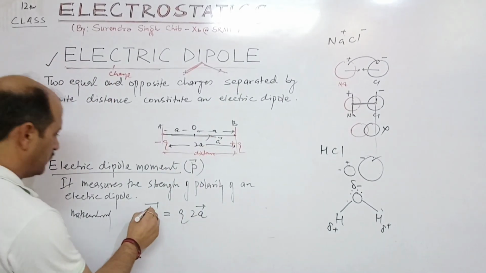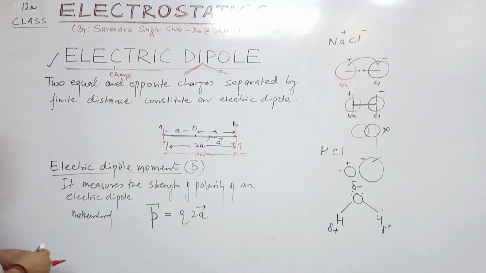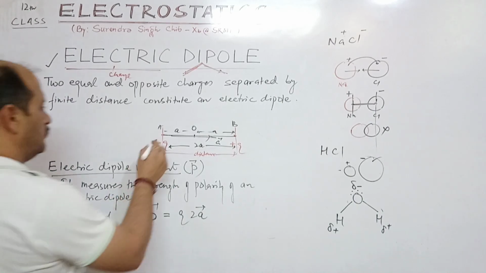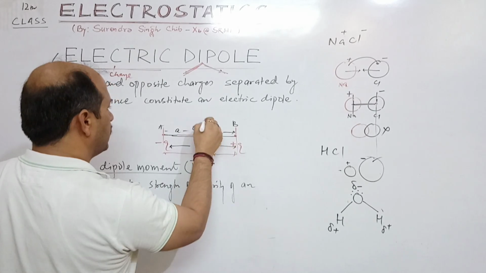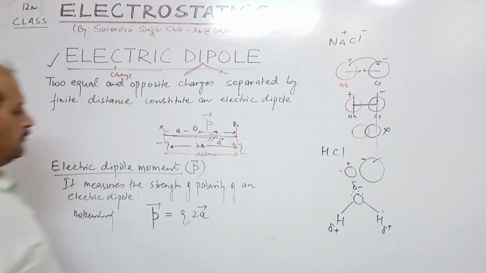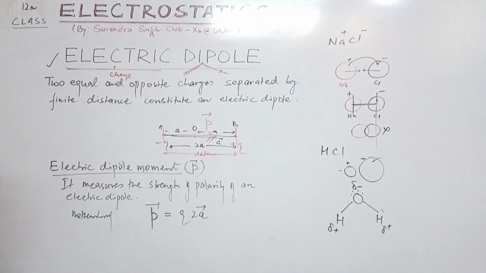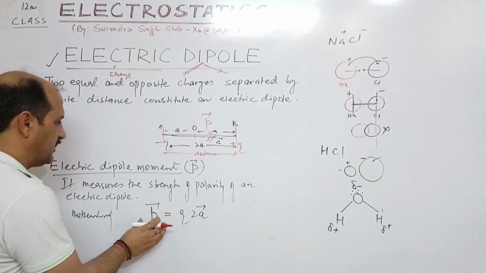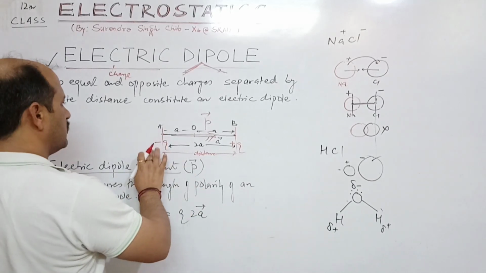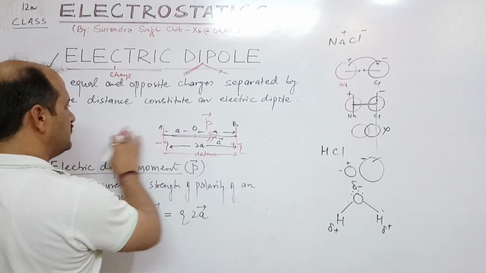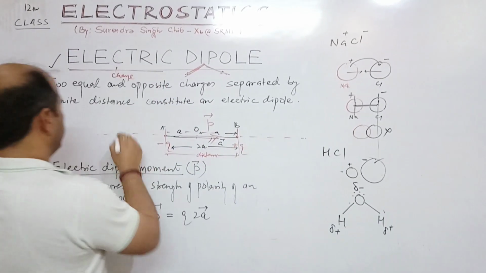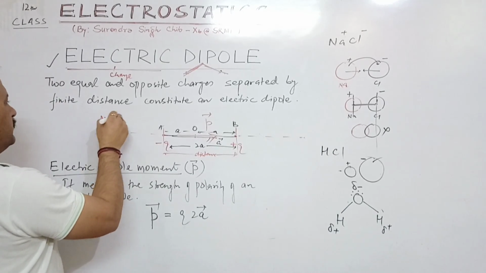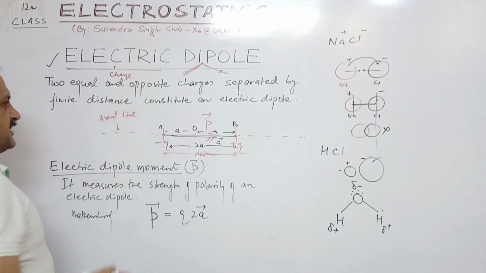Where is a vector? This is a vector. What is the direction of P vector? It is from negative charge to positive charge. This is negative, this is positive. So this is the direction of P vector. Electric dipole moment is a vector quantity and its direction is from minus charge to plus charge along the axis of the dipole. This is called the axis of the dipole, also called the axial line.